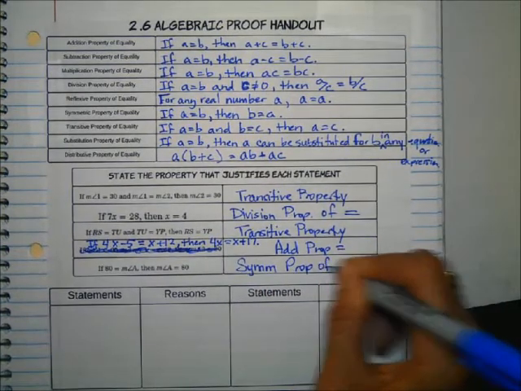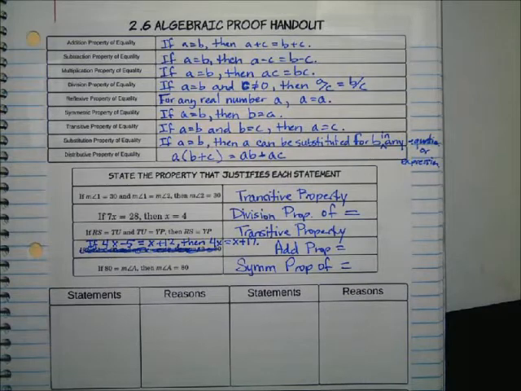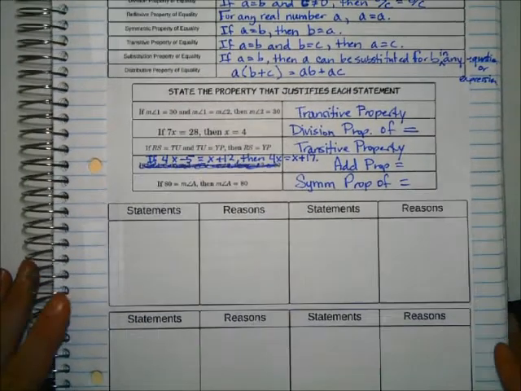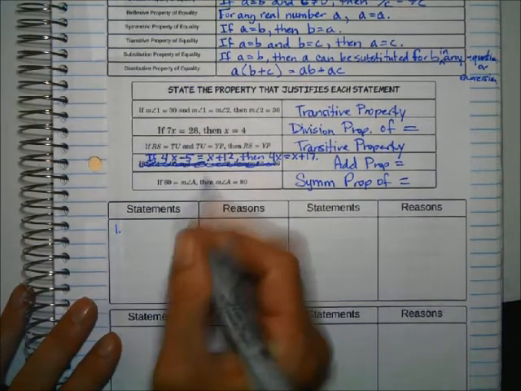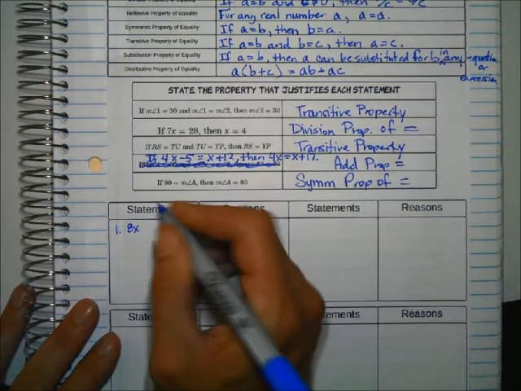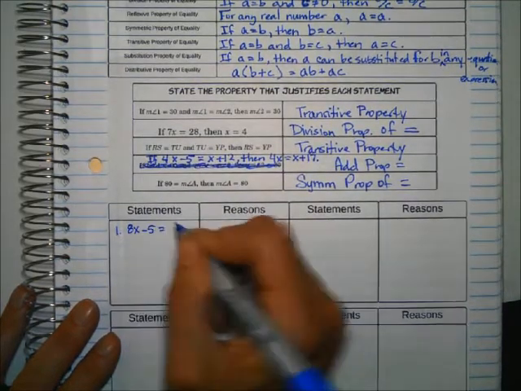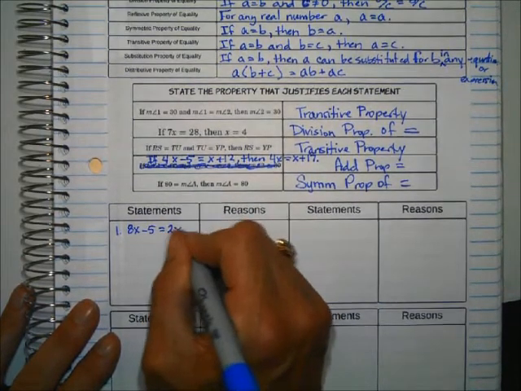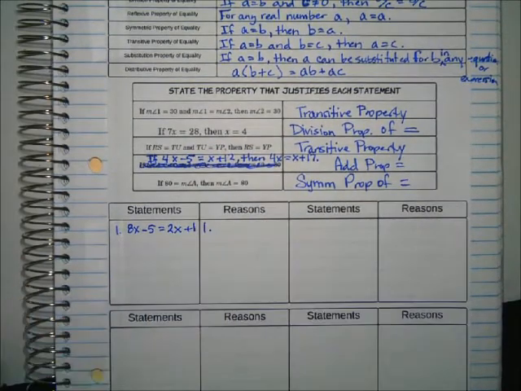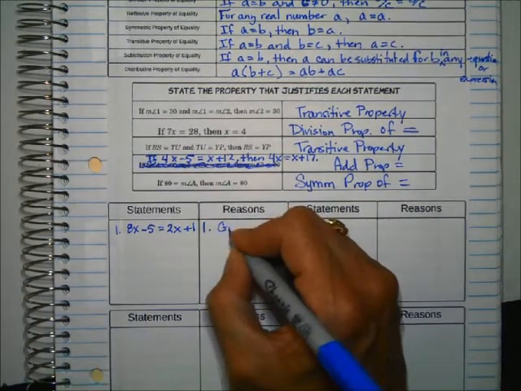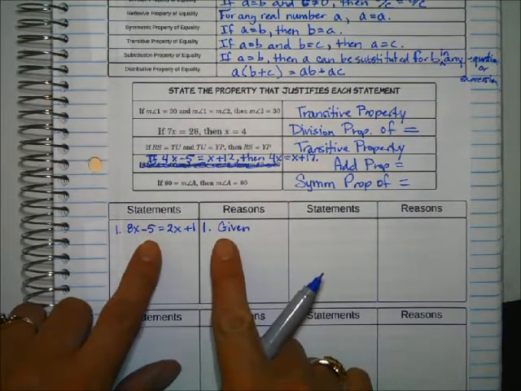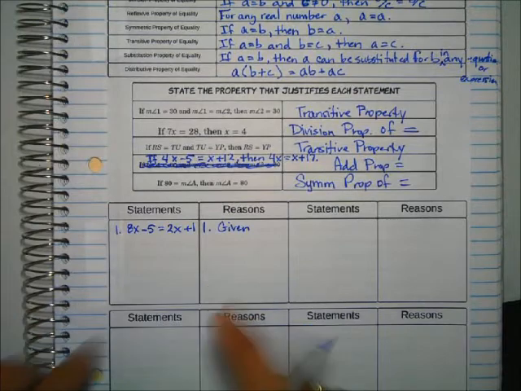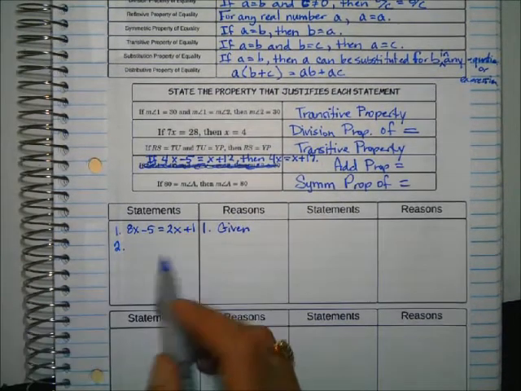Let's do our first one. The first one, the given information for you is 8x minus 5 equals 2x plus 1. Alright, we just write that that's given to us. And we're going to go through this equation step by step and give the reasons for each one. So what you write down might be different than what somebody else writes down, and that's okay because there are multiple ways to do this. But let's say we wanted to add 5 to both sides.